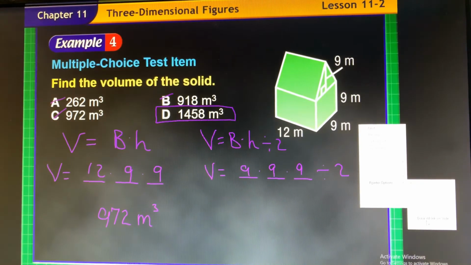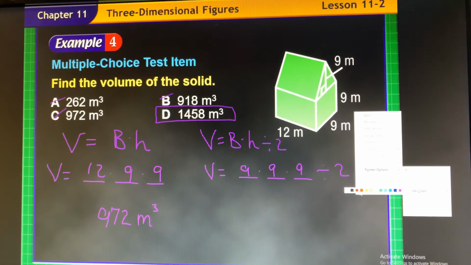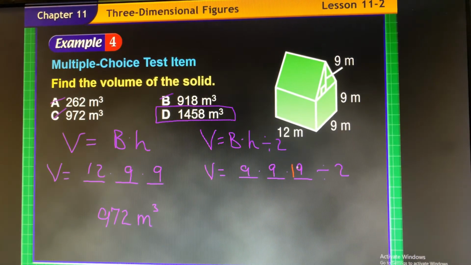What is the height? I don't want to erase all ink. I'm going to change my pen. The height is 12. Why? Because remember, the height of the whole figure connects the two triangles together. So it's this right here, and that's 12 meters.